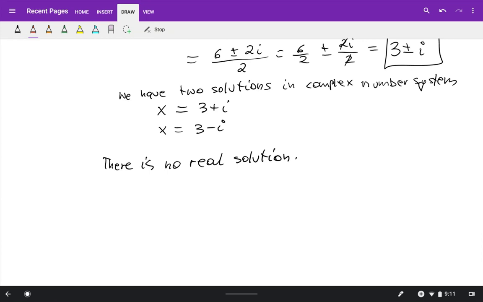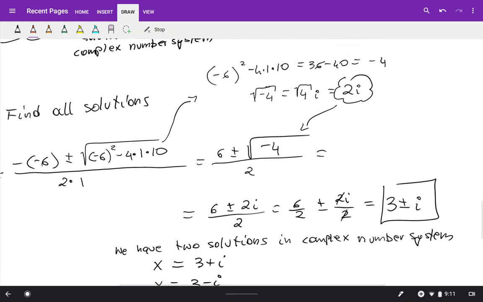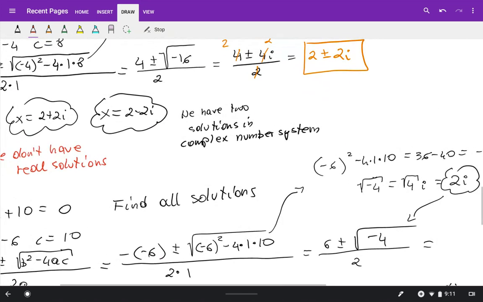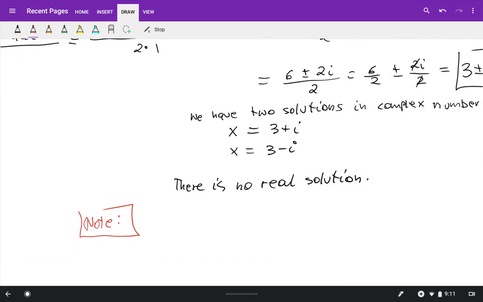And just one note, and we're done. That's it. So look what happened, guys. We got two solutions. When the solution of a quadratic equation is in the complex number system, we have, like in this case, 3 plus i and 3 minus i. In the previous example, we ended up with 2 plus 2i and 2 minus 2i. So I hope you guys notice that those two solutions are conjugates of each other. So again, they are conjugates.